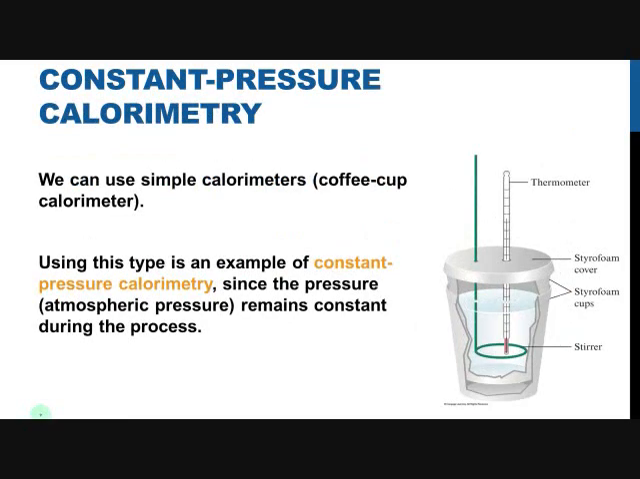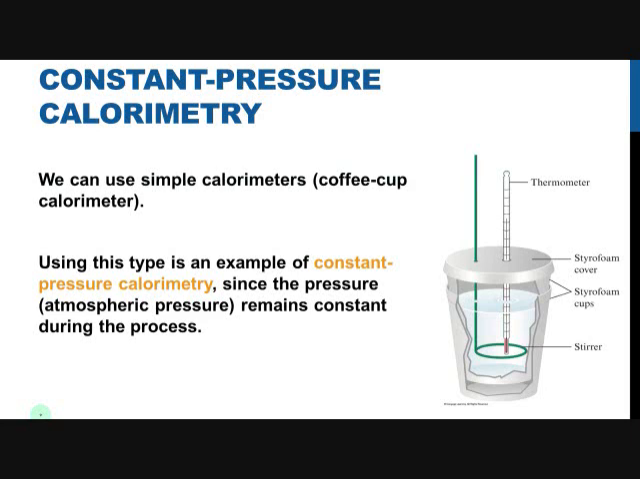So we use simple calorimeters in here, usually just coffee cup calorimeters where there are two cups nested together, as you can see where it says styrofoam cups in this picture, and we use a thermometer to read the temperature, and we usually have a stirring rod in there to help make sure that everything is mixed together. So using this type of calorimeter is an example of constant pressure calorimetry, since the pressure is just the atmospheric pressure, and that will most likely remain constant during the chemical process.